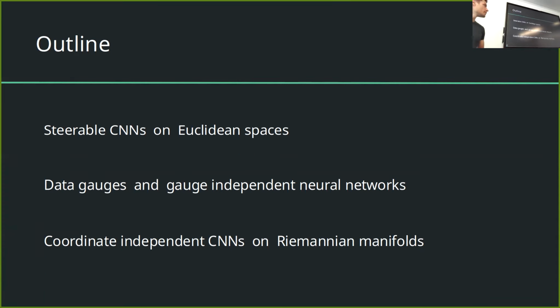All right, so my talk will be split into 3 parts. The first one is about images on Euclidean spaces. So you have a flat space, either a plane or volume or higher dimensional. And there we are looking at active transformations of the signal. Then I will come to the second part, which I call data gauges and gauge-independent networks. This will take a different viewpoint on the same thing, where we look at passive transformations, which means the signal itself doesn't change, but how you represent it numerically will change. I guess it will become a bit more clear later. And then in the third part, we will generalize these convolutions on Euclidean spaces to arbitrary manifolds.